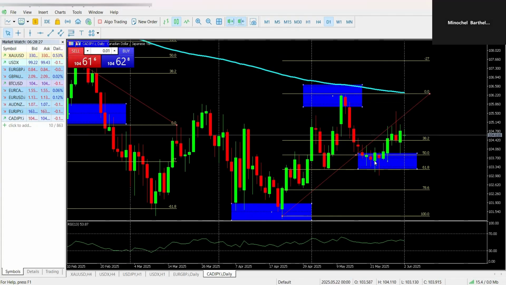As you can see, you have 1, 2, 3, 4, 5, 6, 7 touches, right? If you did place the buy, you definitely would have been in money right now. And then as you can see, the market is currently going up. Then you should be using this level for take profit, right? Stop loss is the 78.6% level, take profit at the 0% level, right?